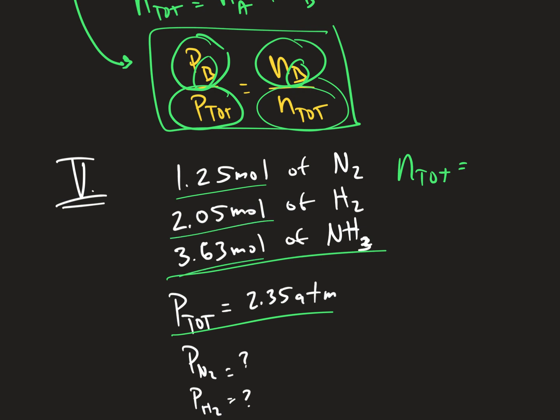You with me? Okay. So it's 1.25 plus 2.05 plus 3.63, and our total number of moles is 6.93 moles. So now we know that.